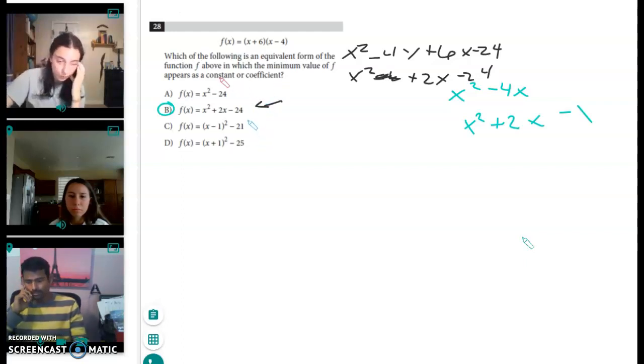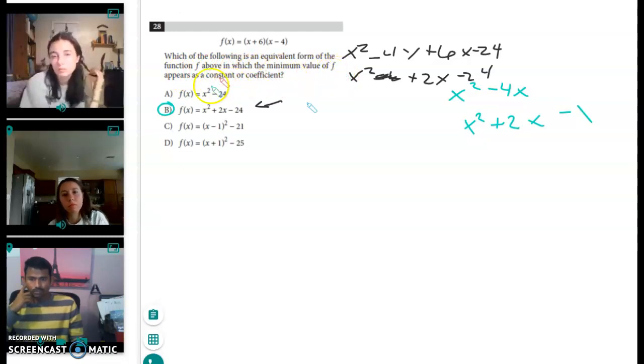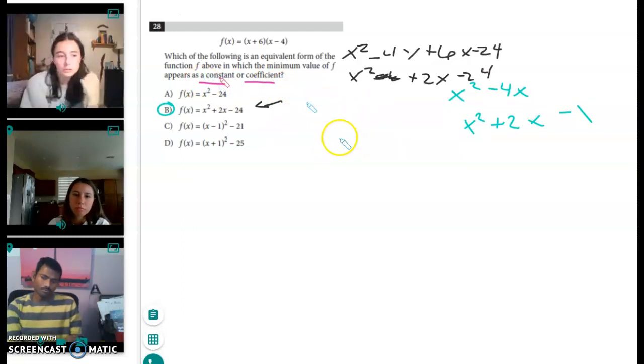Both of you guys land on those? Okay. But let's look into it. When they give it to you, f(x) is given as (x + 6)(x - 4). But they're asking in which form the minimum value of the function f appears as a constant or a coefficient. So you're looking at the minimum, as a constant or a coefficient.